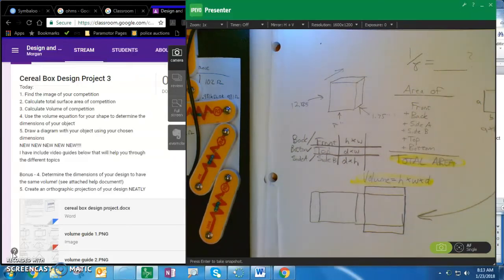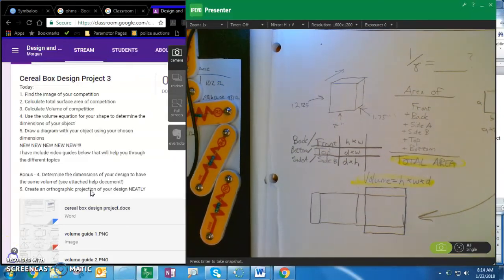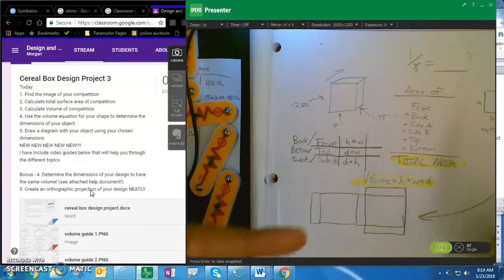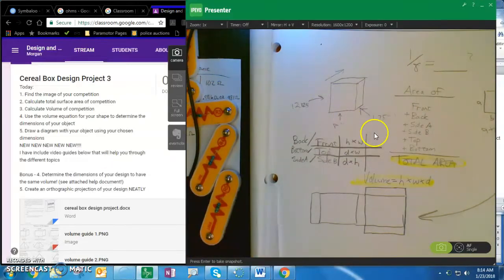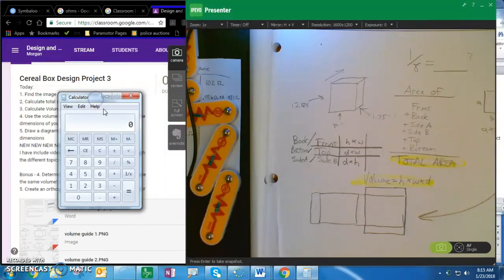Try this now. Alright, so let me guide you in the process of doing these quickly. And I'm only going to do the side because I want you to be able to do the top and the front. Now, the depth is 1.75. Now, I'm not trying to make more work for myself. I'm going to use a calculator.